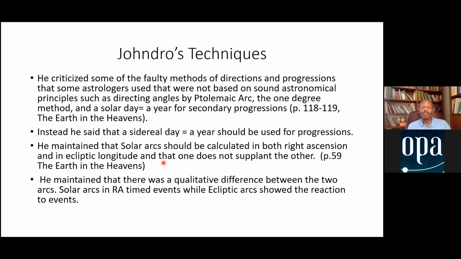Johndro, of course, recommended that instead of using a solar day equal a year, we should use a sidereal day for progressions and solar arcs. He maintained that solar arcs should be calculated in both right ascension and ecliptic longitude, and that one does not supplant the other. He maintained that there was a qualitative difference between the two arcs. Solar arcs in right ascension time events, while ecliptic arcs show the reaction to events.